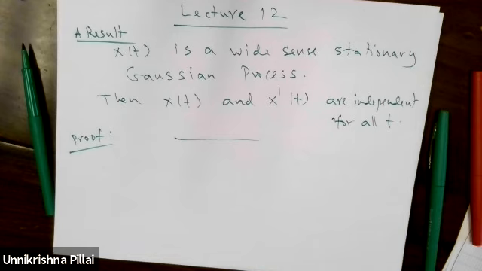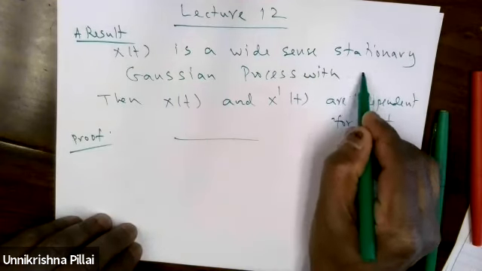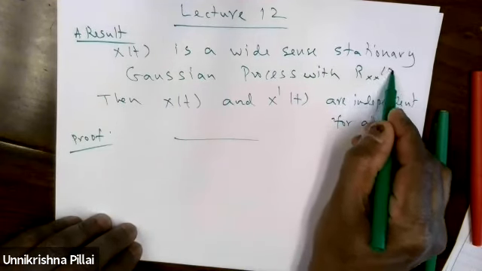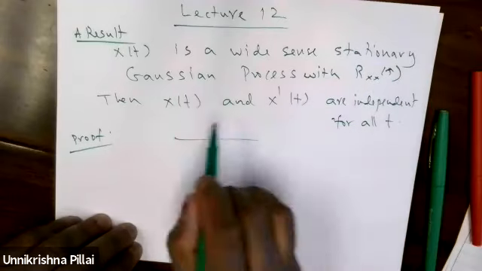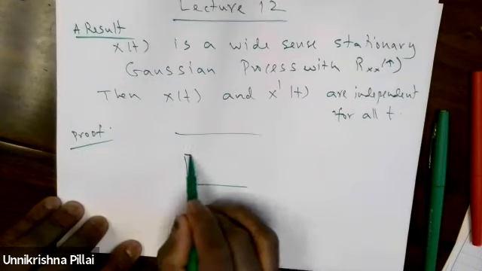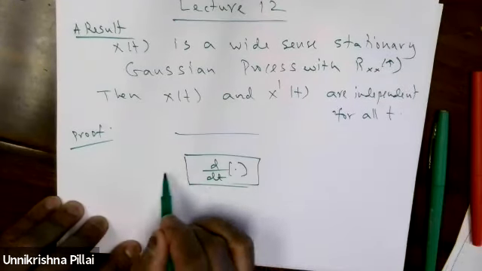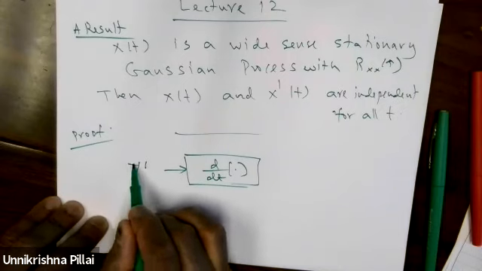So look at this problem, rather. X of t is a wide sense stationary Gaussian process, let's say with some autocorrelation function Rxx of tau. Then we want to show that X of t and X prime of t are independent. So obviously there is a differentiator involved. Maybe we haven't done this, so let's look at a differentiator.